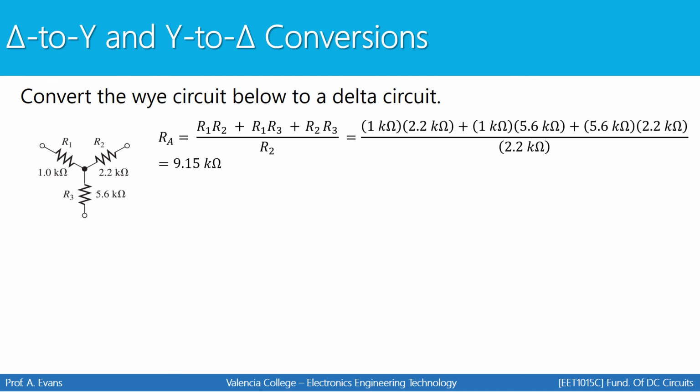So first, let's begin with RA. Remember, this top number here is something you only have to calculate once, and then you'll use it for all three resistors, RA, RB, and RC. RA will come out to be 9.15 kiloohms.